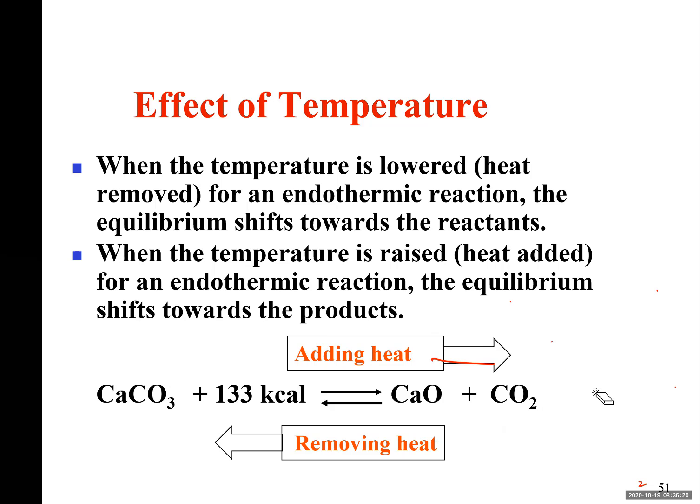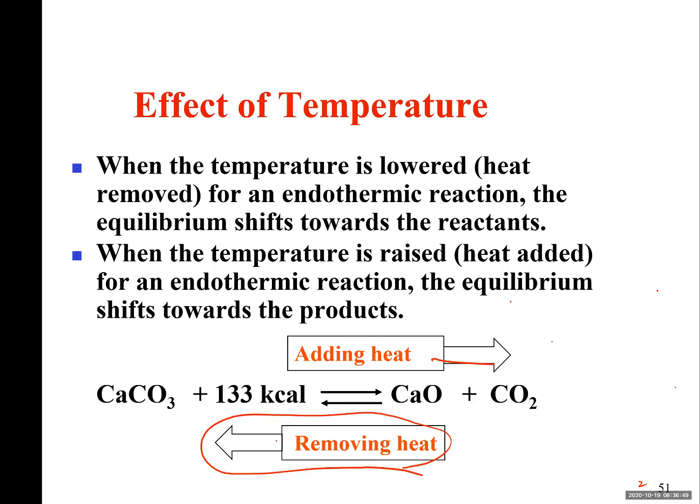let's do another thing. What if I place this reaction, which is heat consuming, in an ice water mixture? That means I'm removing heat. If I remove heat, what is the opposite of removing heat? Making heat. Which direction is this reaction going to shift? To right or left to make heat, not consume heat.